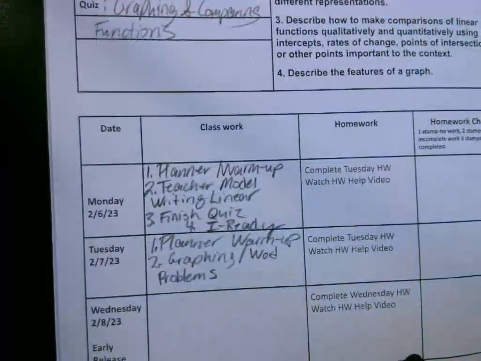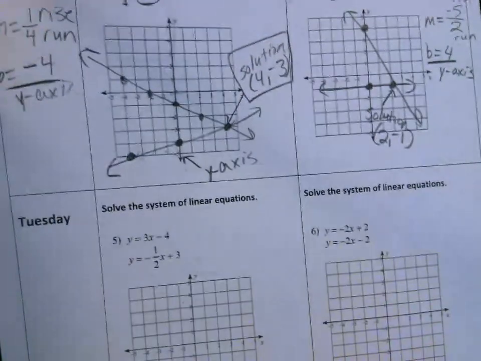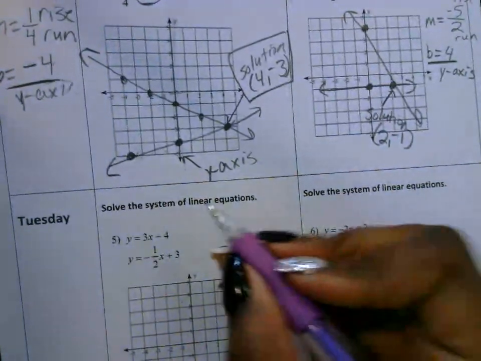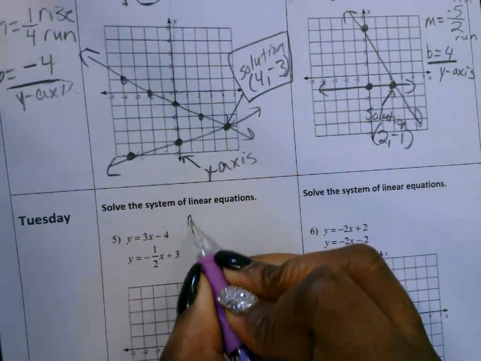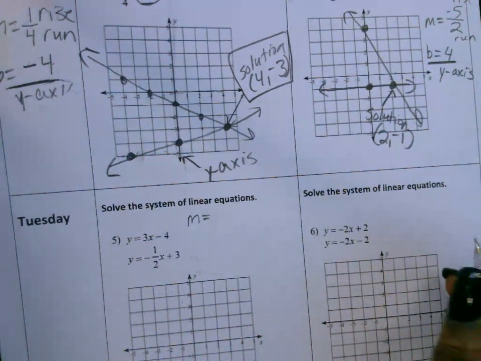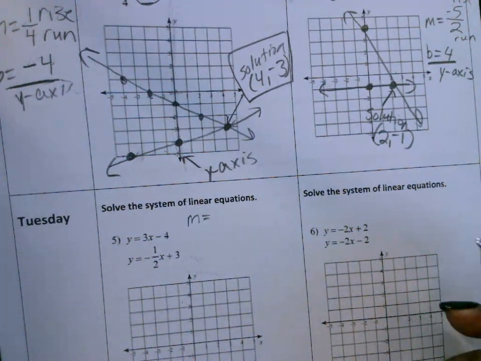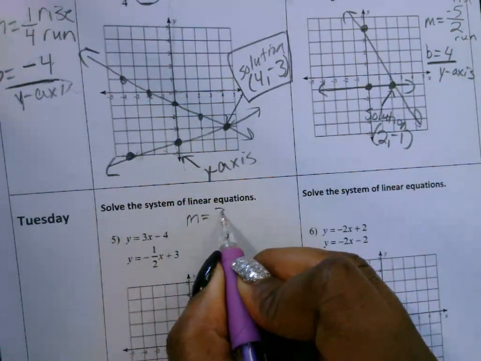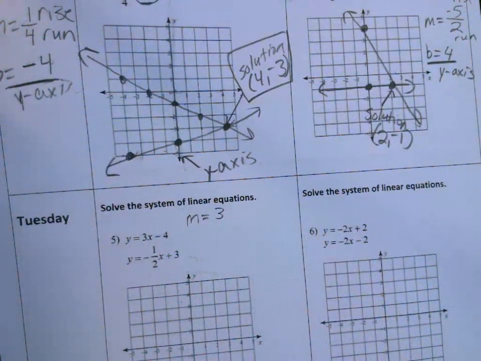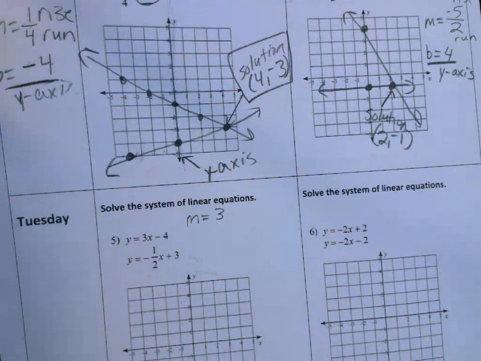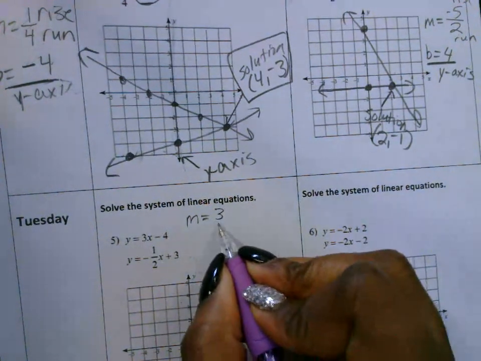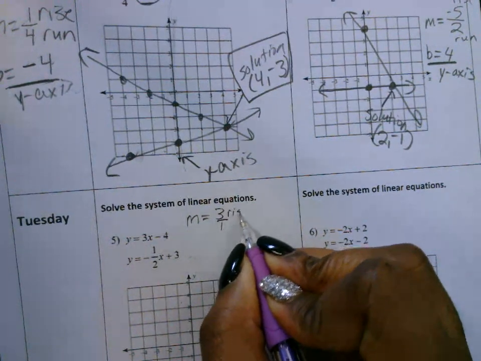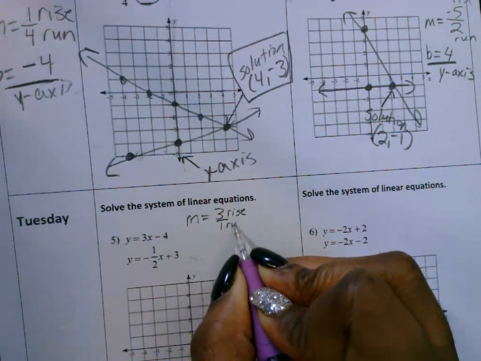So let's go over the warm-up. We're looking at Tuesday. I gave us an opportunity to see if we can do it on our own. So first equation, what's my M for that first equation? Just the 3, the number that's in front of the X. How do I make 3 into a fraction? Good job. So you label the top number as the rise and the bottom number as the run.